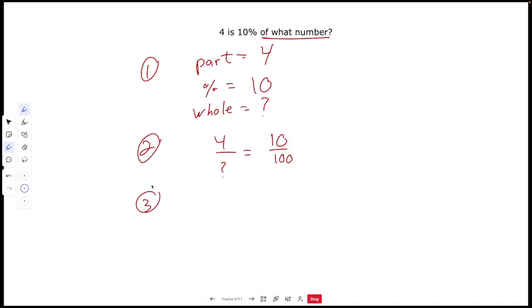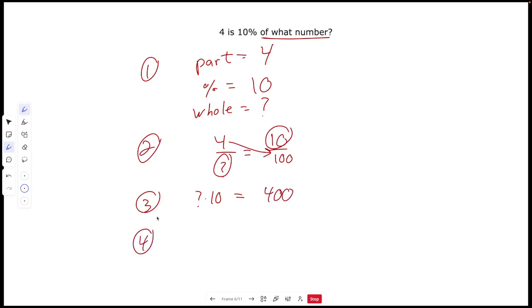Step 3, when you cross multiply, let's do 4 times 100 first. And actually, let me mention this here. You could do the question mark times 10 first. Doesn't matter, okay, as long as you cross multiply. So let's switch it up here. Question mark times 10 equals, and then you do 4 times 100, which is 400.